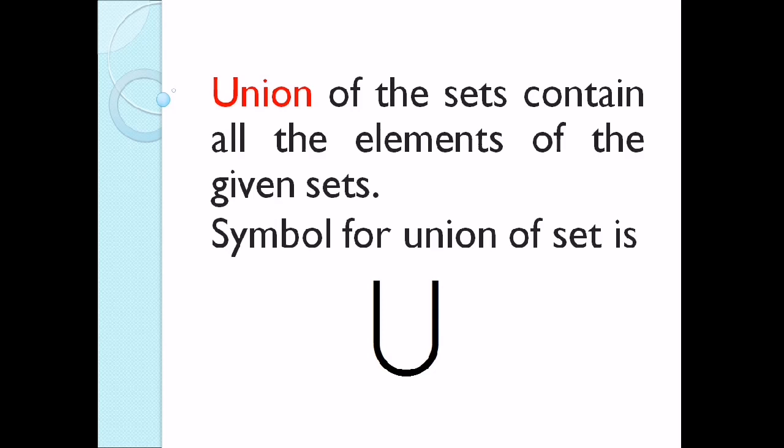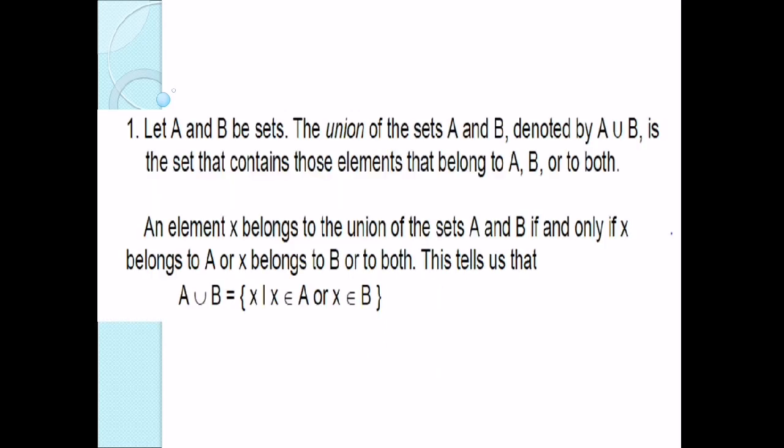When you say union of the sets, it contains all the elements of the given sets. Symbol for union of set is U. Again, ito yung all elements of the given sets. So let's have an example. So let A and B be sets. The union of the sets A and B, denoted by A union B, is the set that contains those elements that belong to A, B, or to both.